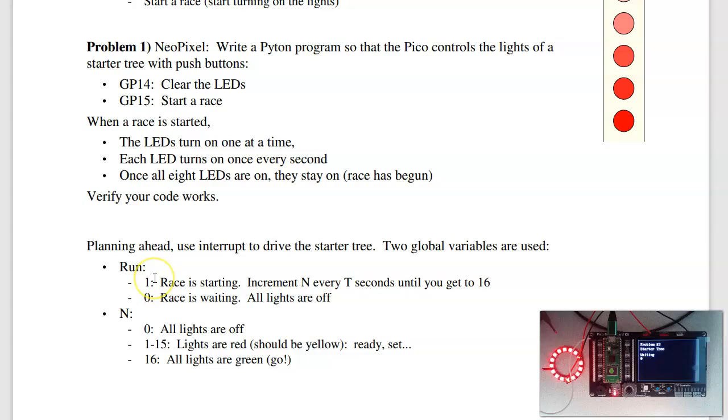So I'll have a couple global variables as well. I've got a global variable called run. When it's 1, the race is starting. When it's 0, the race is waiting. And n is how many lights are turned on. 0, all the lights are off. 16, all the lights are on. Go.